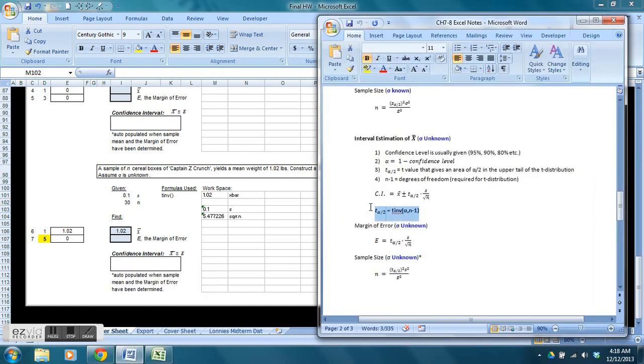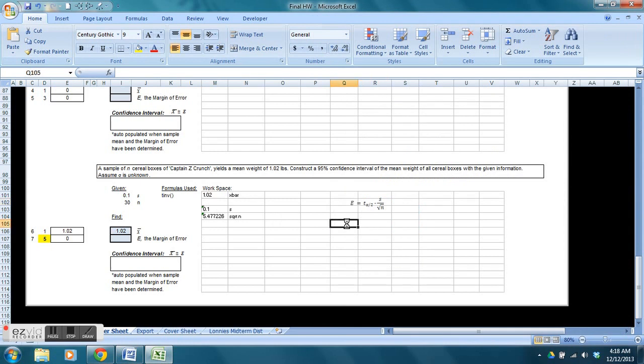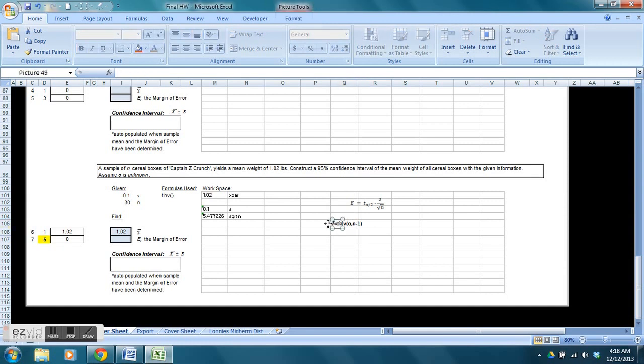Go back to our formula. This is what we want to use. There we go. So t of alpha over 2 equals, and that's what we're looking for. It's a confidence interval. So T inverse, and then we have alpha, which, for a 95% confidence interval, means alpha is 0.05. And then we have the degrees of freedom, which is n minus 1.